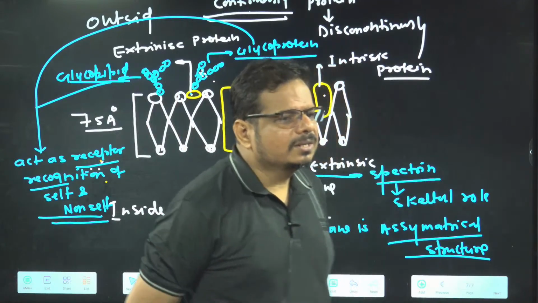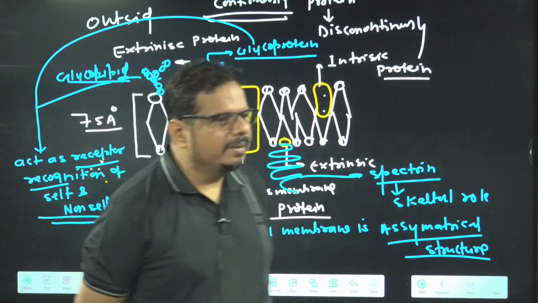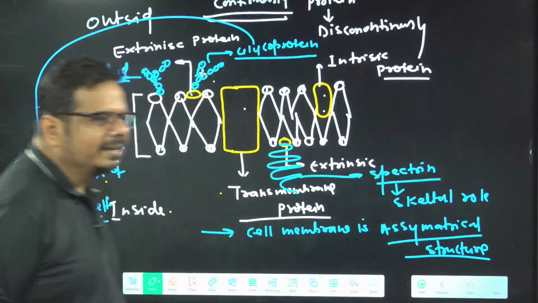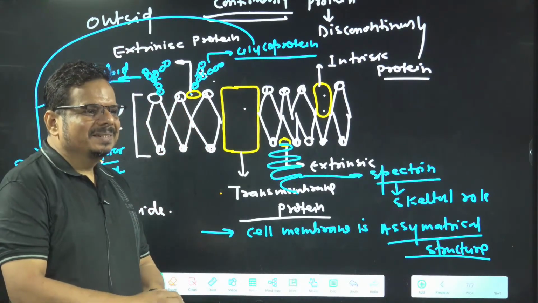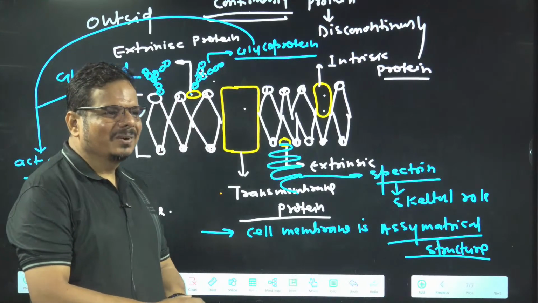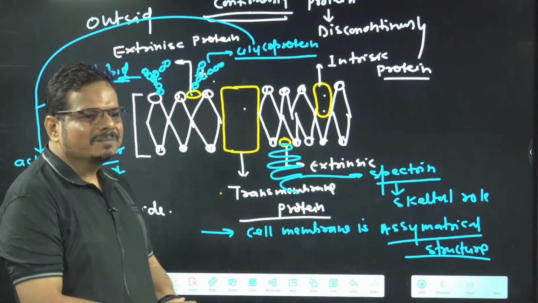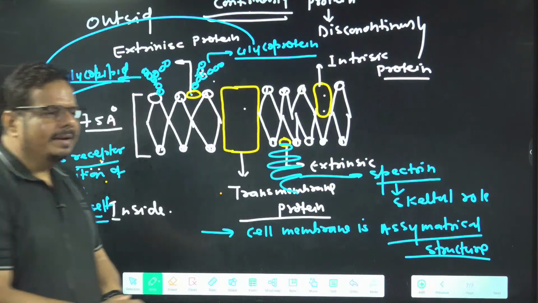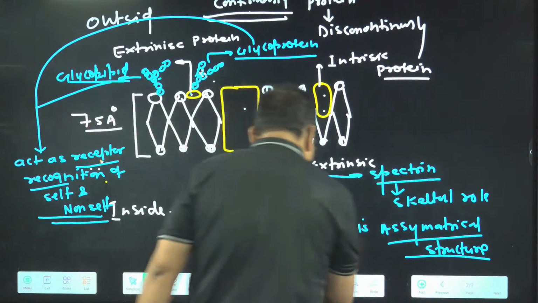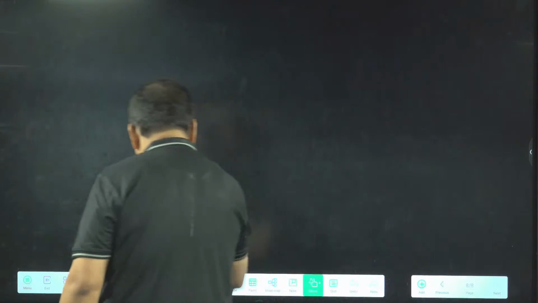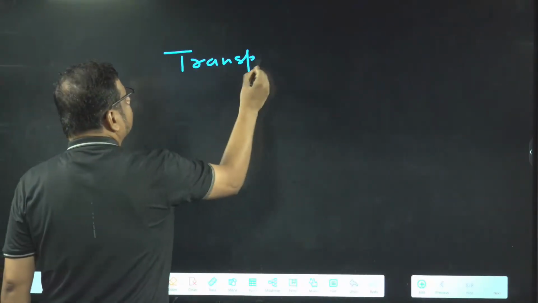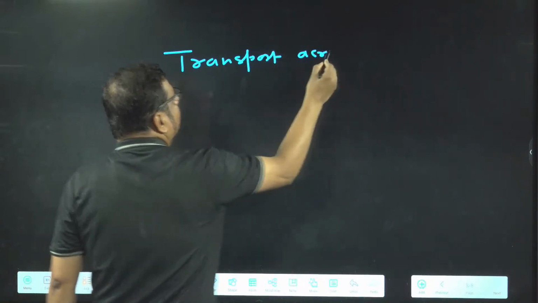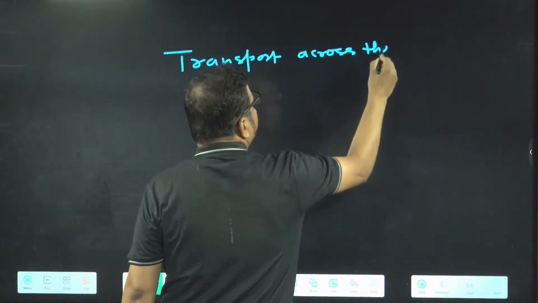So did you get the structure of the plasma membrane? Tell me, dear children. Is it completed? Did you get puzzled when I told more? Is it clear? Can I move ahead? Yes. Now we are going to talk about transport across the plasma membrane.